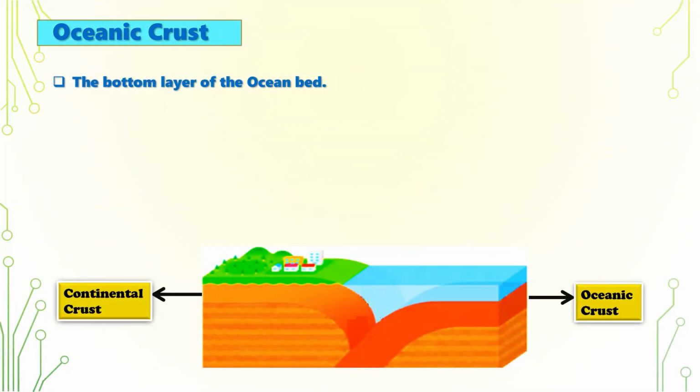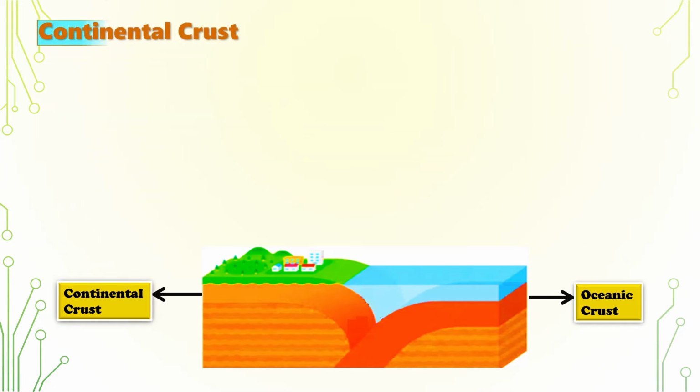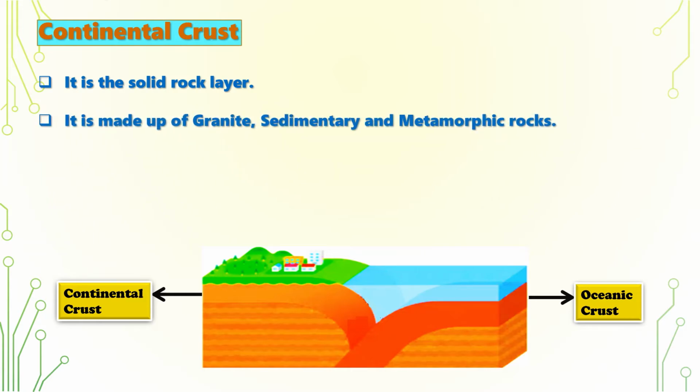The oceanic crust is found below the ocean floor, that is, the bottom layer of the ocean bed. It is generally composed of dark-colored rock called basalt. It is also rich in minerals like iron, oxygen, silicon, magnesium, and aluminium. But the continental crust is a solid rock layer upon which we live. It is made up of granite, sedimentary rocks, and metamorphic rocks.